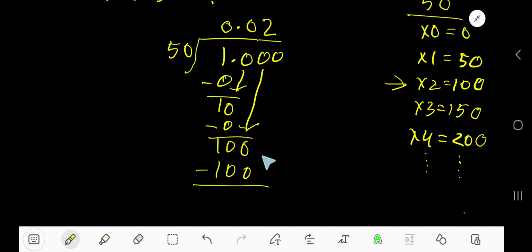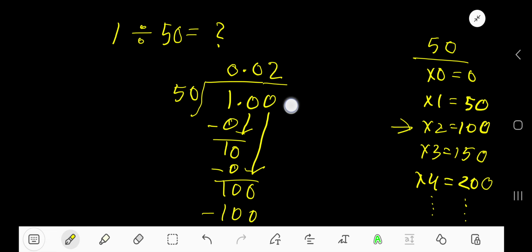If you subtract, you are getting 0. Since your remainder is 0, we are done. We don't need to continue. So 0.02 is our answer.